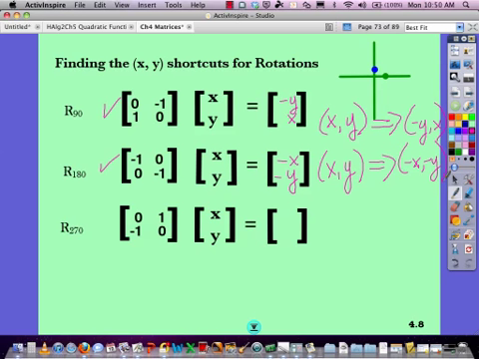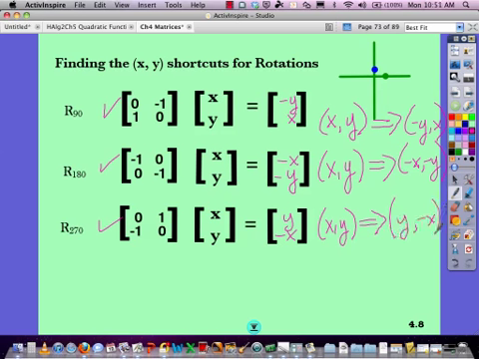0 times x is 0. 1 times y is y. Second row, first column, -1 times x is -x. 0 times y is 0. Added together is -x. Again, if you like it left to right, the ordered pair x,y becomes the point y, opposite of x.